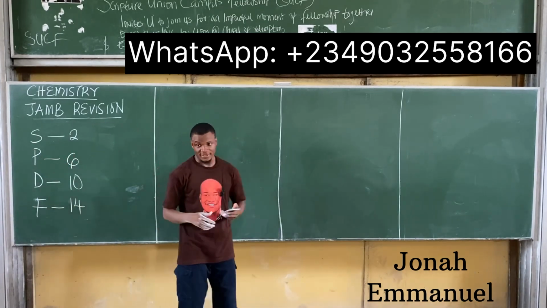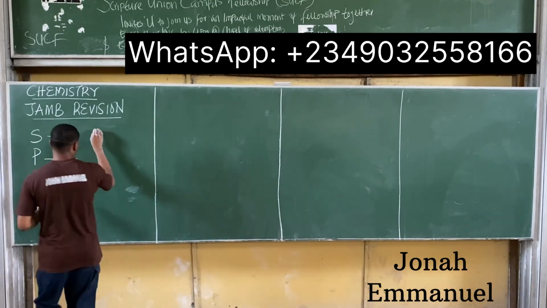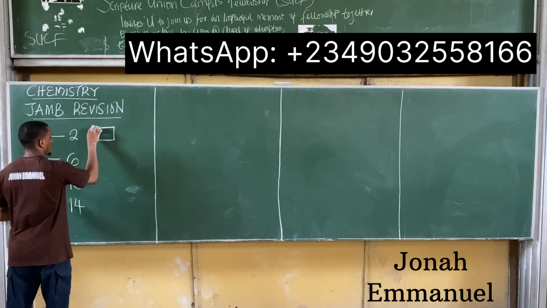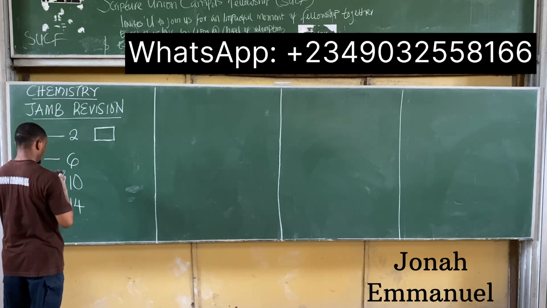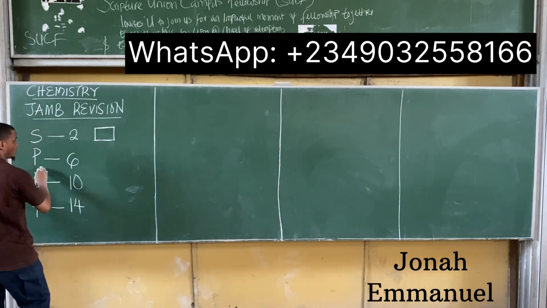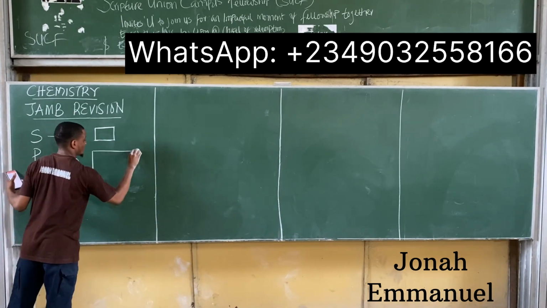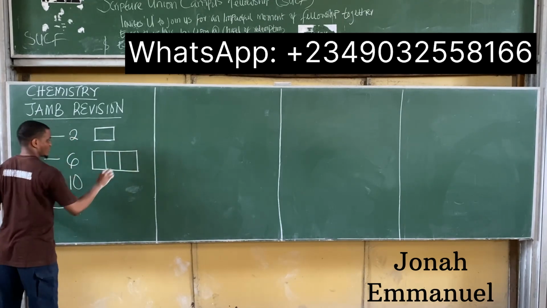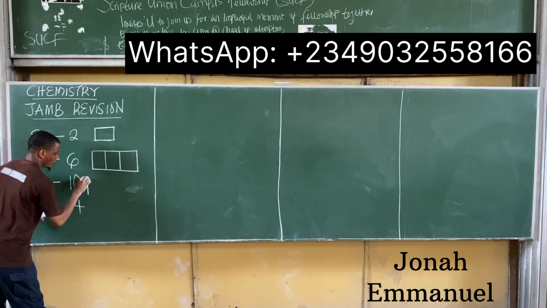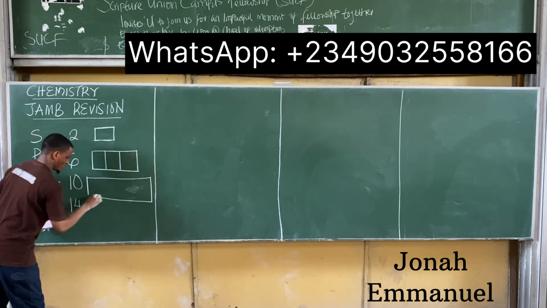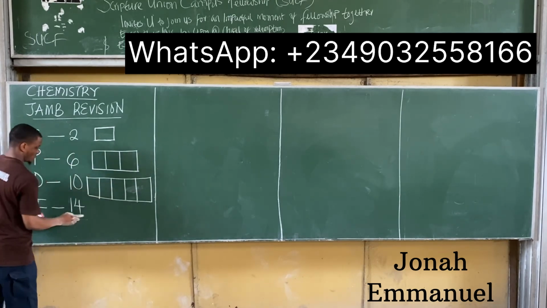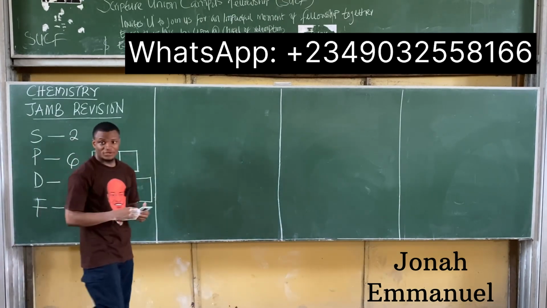That's the first case. S has just one box, or one orbital. Just one orbital here. P contains 3 orbitals, something that looks like this. Okay. D contains 5 orbitals, something that looks like this. So 1, 2, 3, 4, 5. F contains 7. But then back to my question here.